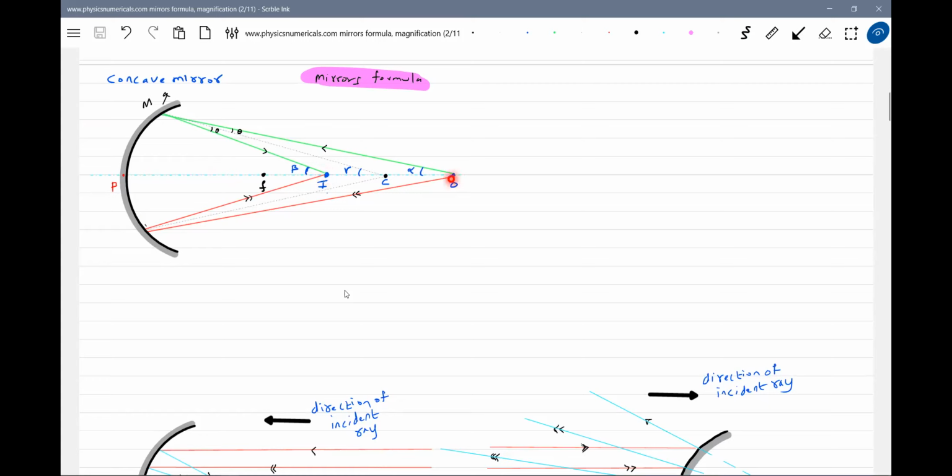Similarly, the other incident ray will go and strike the lower part of the mirror. After reflection it will come and meet the principal axis at this point. Look at the reflected rays, they are converging, so this should be a real image. Look at the object, these incident rays are diverging from a point, so this should be a real object. So for a real object, we are getting a real image.